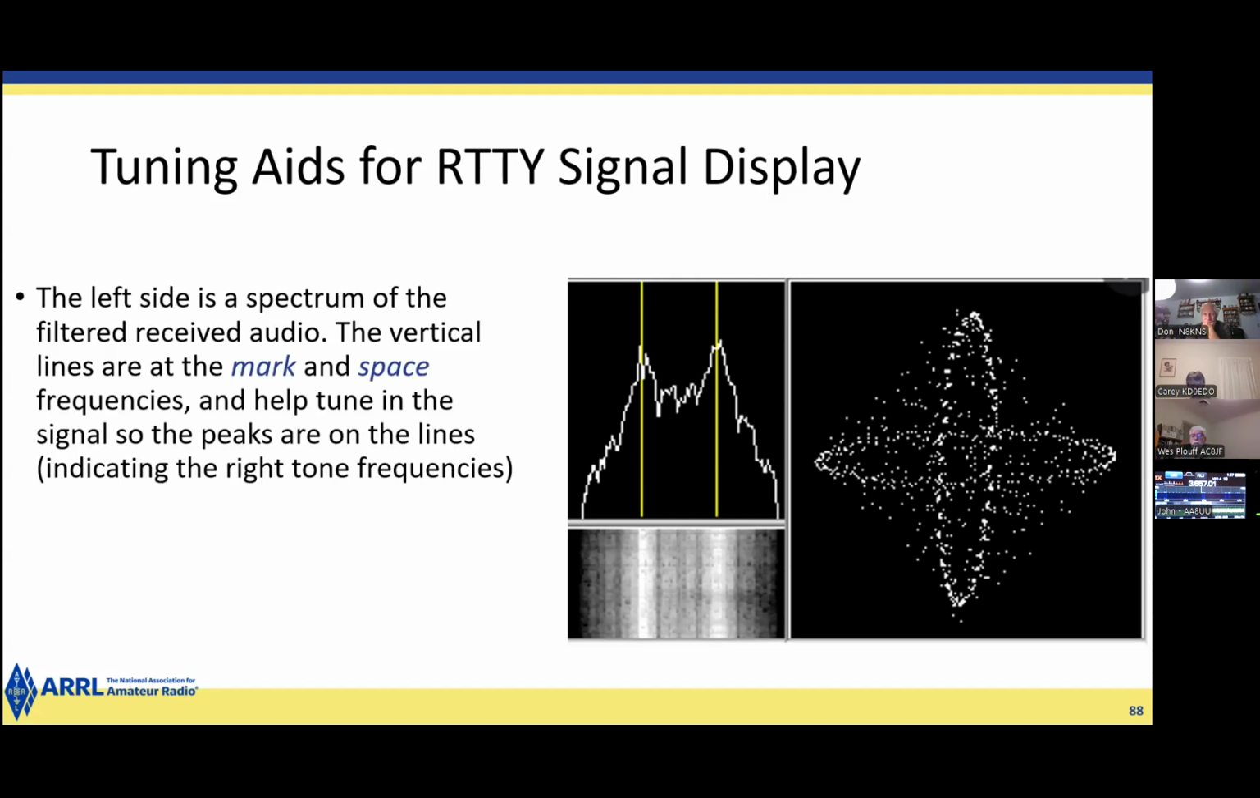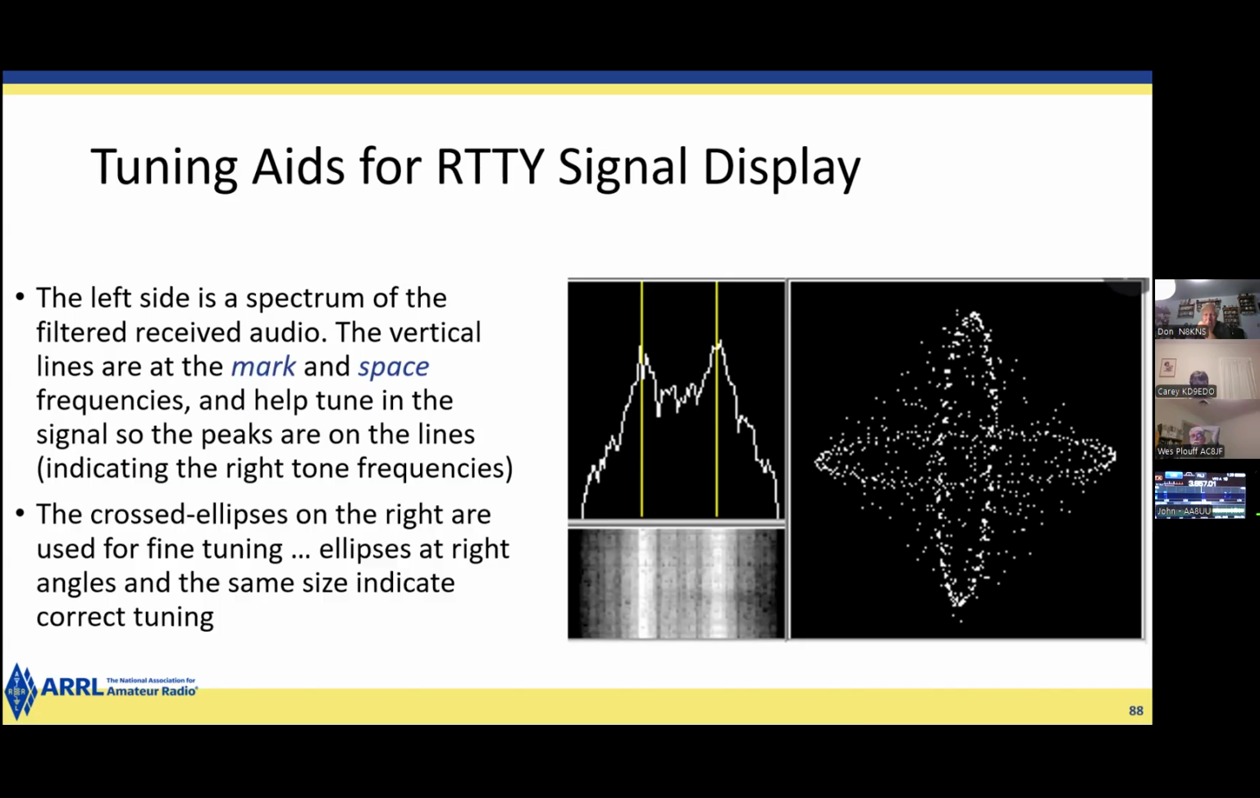So there we go. This explanation is more or less what I went over. So the idea is to tune the mark and the space frequencies to right where they should be. On the left, it's lined up with the yellow lines, and on the right, it's horizontal and vertical on the cross display.